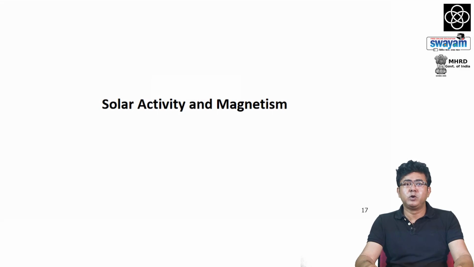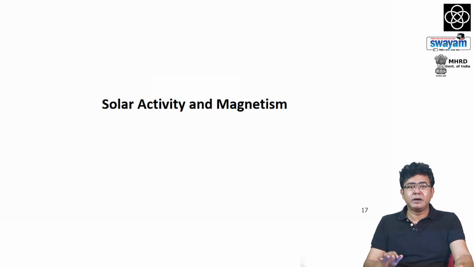Okay, you come to the second module, which is concerned with solar activity and magnetism. So, what we will do in this module is we will briefly discuss some of the main phenomena that occur on the sun, some of the primary phenomena which have got to do with its magnetism, and we will find out that much of solar activity actually is driven by magnetism.